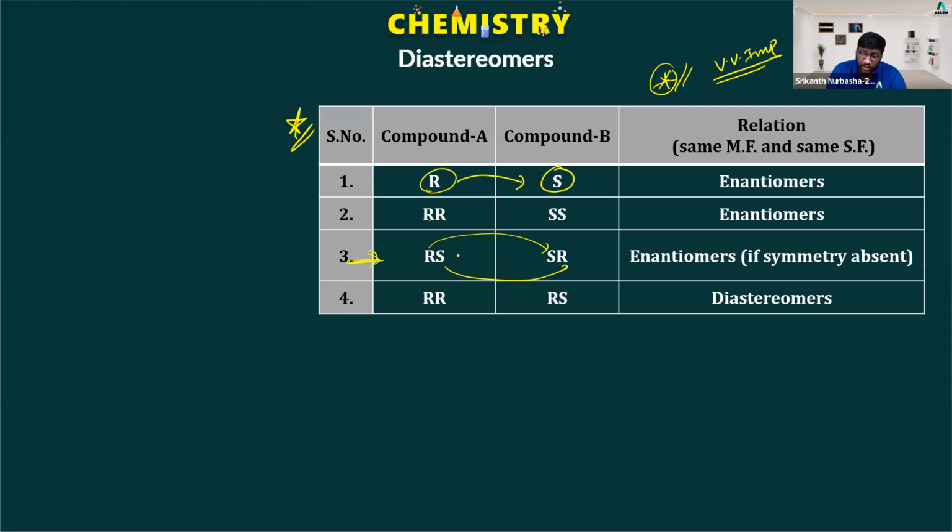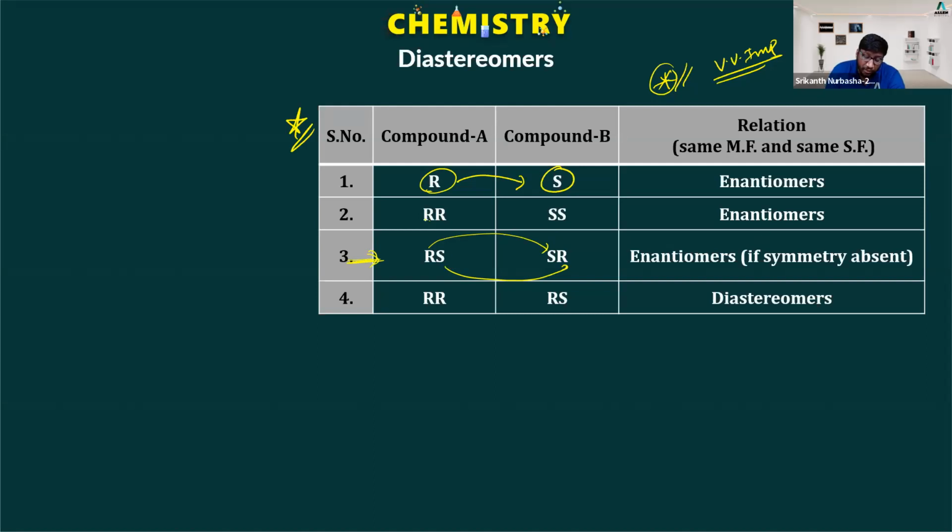Configuration is exactly reversed. Configuration exactly reversed means they are said to be enantiomers only. But there may be a possibility of symmetry because one compound has R, other compound has S. If all the groups are same, then symmetry may be present. If symmetry is present, plane of symmetry or center of symmetry, is it logical to call them enantiomers? No, sir. No, that's what they mean to say.